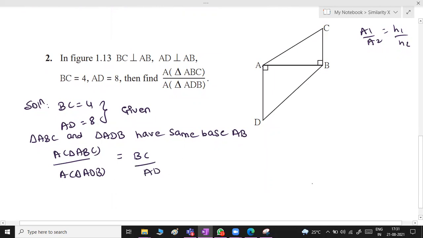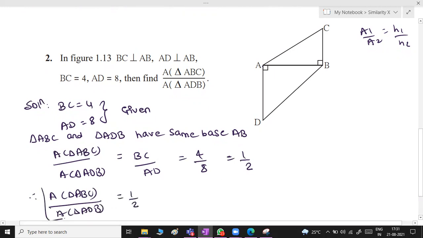So here it's nothing but values, which are given. So it is going to be 4 upon 8, which is equal to 1 upon 2. Okay. So therefore area of triangle ABC upon area of triangle ADB is equal to 1 by 2. I hope the question is clear to you all. Okay. So please copy down this question and we'll start with the third question.